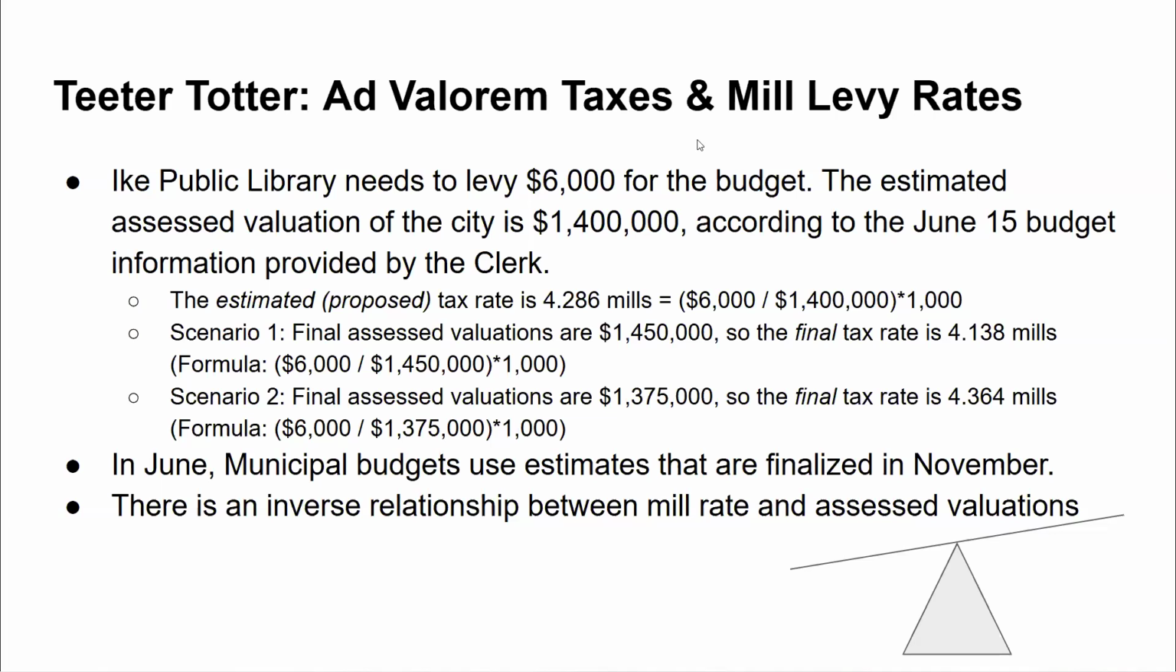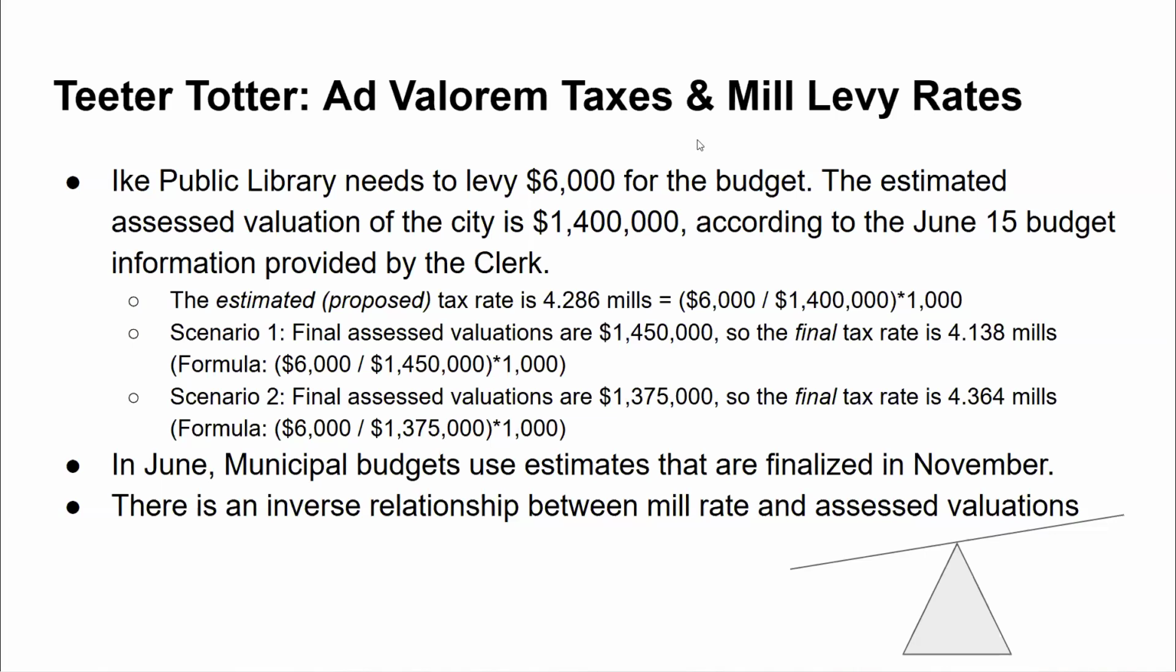So that means that final tax rate is going to go down because the amount of money that you need stayed the same. You still needed $6,000. So the formula of 6,000 divided by 1.45 million times 1,000 gives you a mill levy of 4.138. Well, let's look at the second scenario.